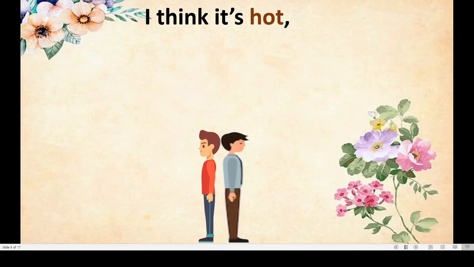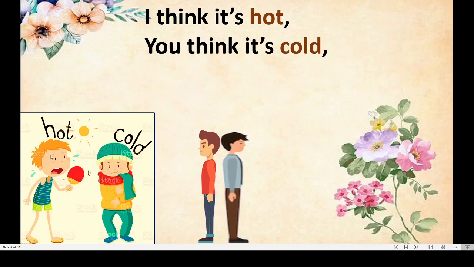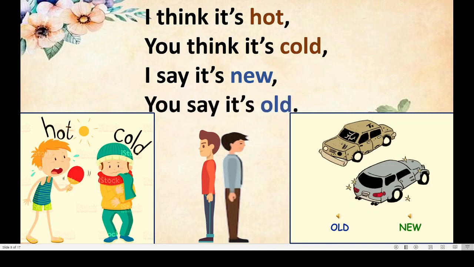I think it's hot, and you think it's cold. Hot, garam, and you think it's cold, thanda. For this, they are also opposite. Hot, cold. The next thing is, I say it's new and you say it's old. You can see this new car and this old car. Yes, these words are also opposite to each other. Hot, cold, new, old.